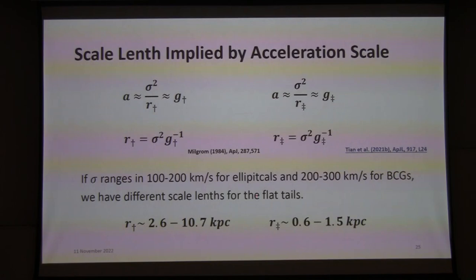And if we calculate the scale length, which is around 3 to 10 kiloparsecs, this scale length indicates where it becomes a flat tail. But here in our sample, if we consider a larger acceleration scale, then we will get the flat tail very quickly. So this is a comparison.